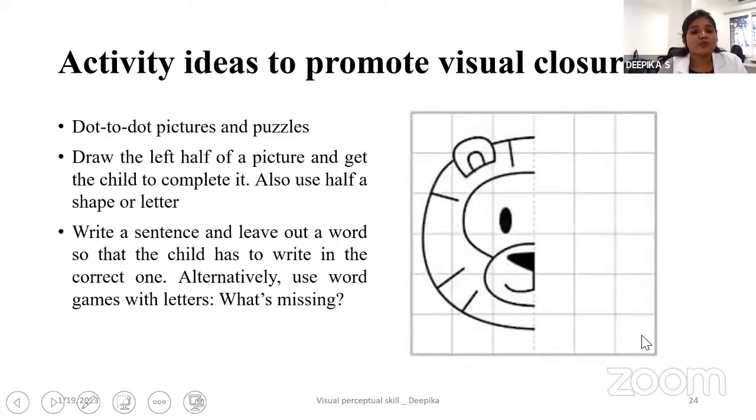So the activity ideas to promote visual closure are dot-to-dot pictures and puzzles. We can draw the left half of the picture and get the child to complete it. Also use a half letter or shape, and write a sentence and leave out some words so that the child has to write the correct one. Alternatively, we can also use word games with the missing letter.